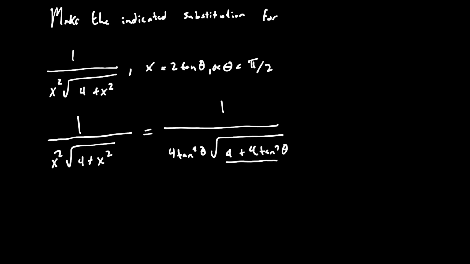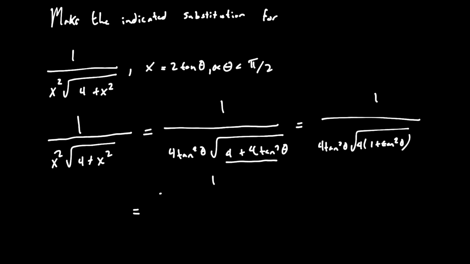Factoring the 4 out of this term, this is equal to 1 divided by 4 tan squared theta times the square root of 4 times 1 plus tan squared theta. We can pull the 4 out, and this simplifies to be 1 divided by 8 tan squared theta, and we can replace our 1 plus tan squared theta with secant squared theta. So this is going to be secant squared theta. And again, this is because 1 plus tan squared theta is equal to secant squared theta.